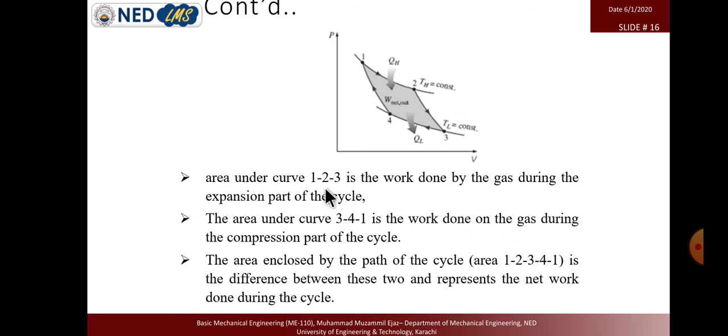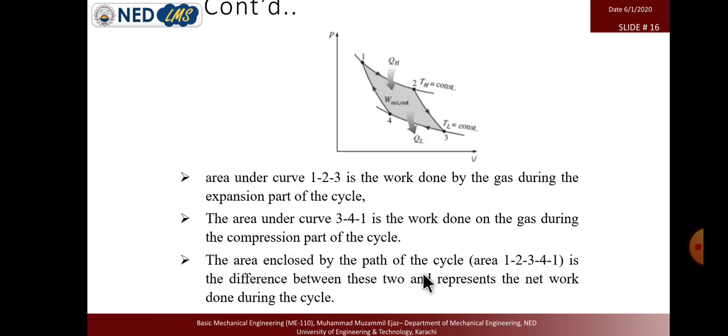So the area under the curve 1, 2, 3 is the work done by the gas during the expansion part of the cycle, like heat is given to the system, so the volume will increase. And the area under the curve 3, 4, 1 is the work done on the gas during the compression part of the cycle by putting any low temperature thing, a heat sink.